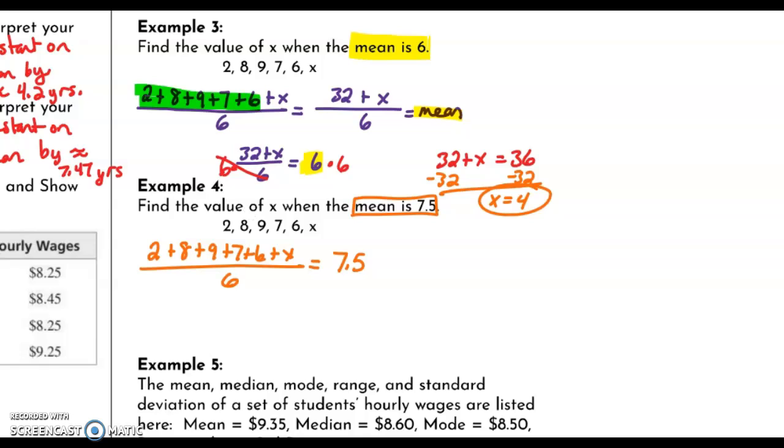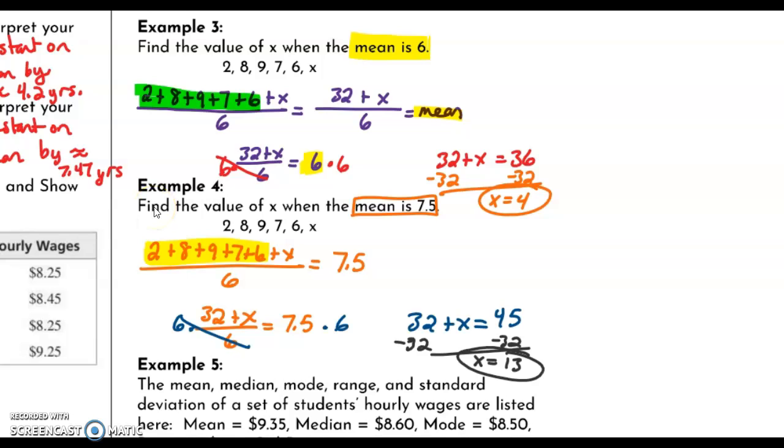So go ahead and simplify by combining all these like terms right here. 2 plus 8 plus 9 plus 7 plus 6. That gets me 32. Okay, go ahead and finish. You're going to first multiply by 6 and then subtract the 32 and find out what x is.